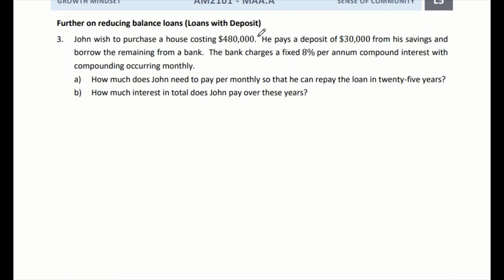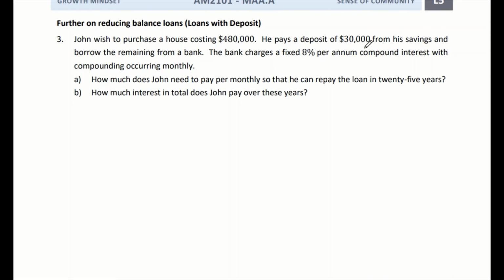But loans with initial deposit is something that is much closer to our real life situation, no matter whether you are talking about buying a car or buying a house especially. So normally what happens is, for example, like example 3 here. So John wants to purchase a house costing 480,000. So he will pay a deposit of 30,000, then after that, the remaining he borrows from a bank. So the only difference between these two examples and the previous ones is that you are paying a deposit before you are giving the repayment.